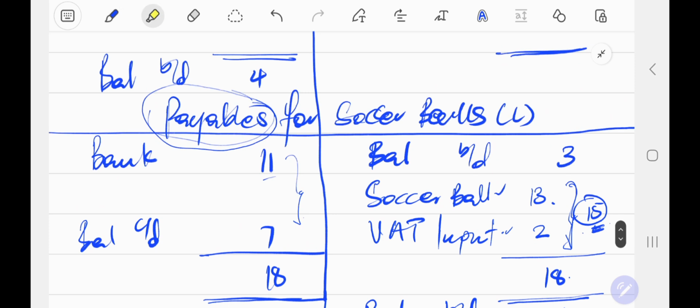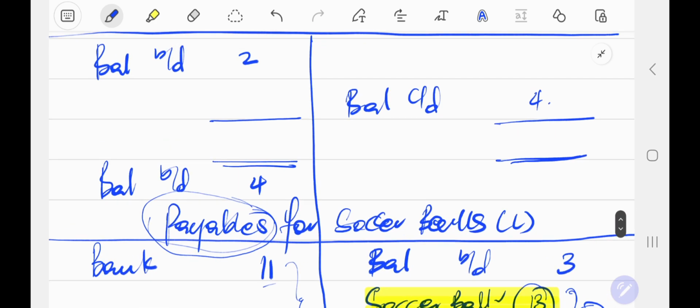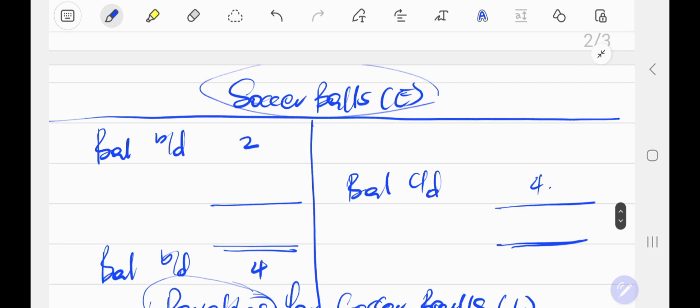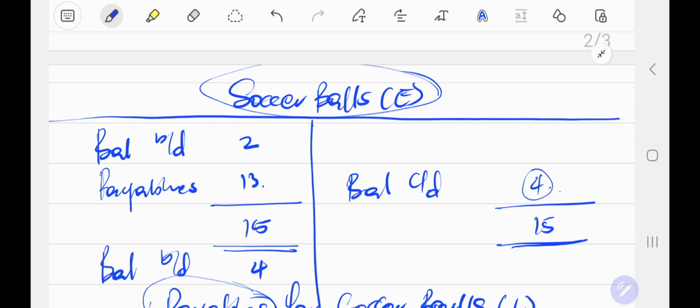So the purchases, if this business is a registered VAT vendor, so the purchases of soccer balls during the year, excluding VAT, is 13. So this 13 is going to come here to say, I put new soccer balls here, and then you'll say payables, then it's 13. Then 13 plus 2 is 15, and then 15 minus 4 is going to give you 11.